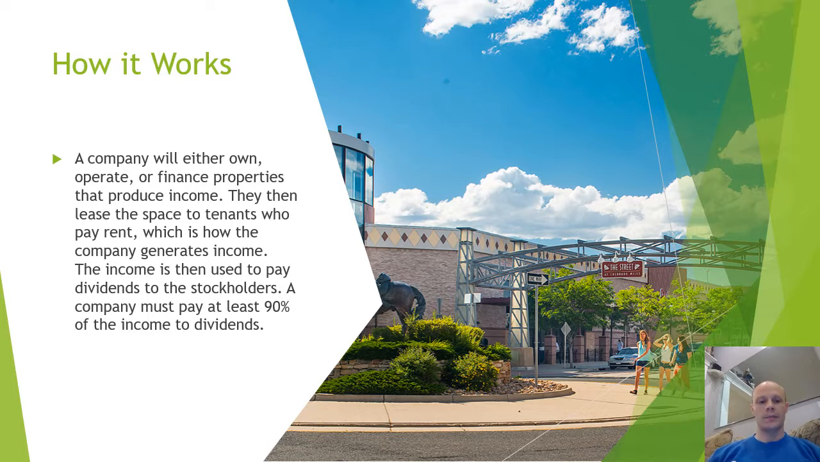So how it works. A company will either own, operate, or finance a property that produces income. Then they turn around and lease that property to a tenant. When the tenant pays rent, the money they make off of the rent is used to pay dividends to their investors or shareholders. They're required to pay 90% of what they make off of that income to their shareholders, and from what I read, most companies will even do 100%.